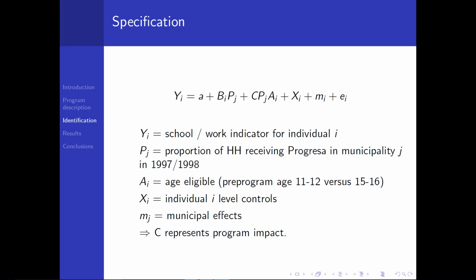Here's the specification, the difference-in-differences. The main coefficient of interest is C, which is the program impact. This is the interaction between P and age. P measures whether your municipality entered the program early or late. I measure that by the proportion of households that received the program in the first 2 years of the program, so that's my measure of early versus late. That's interacted with the age of the youth. We also have municipal effects, and we cluster at the state level.